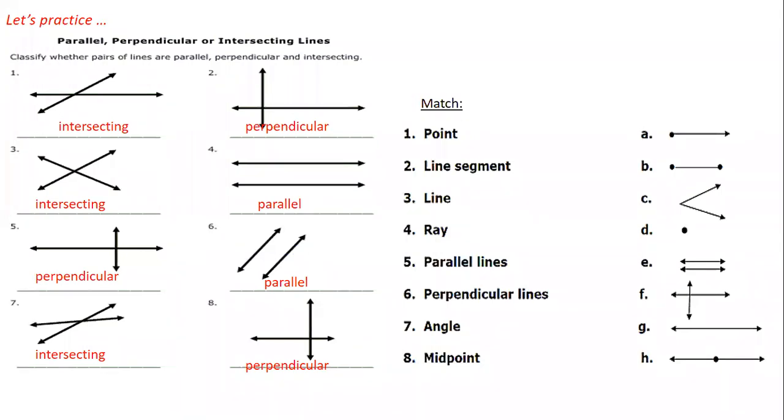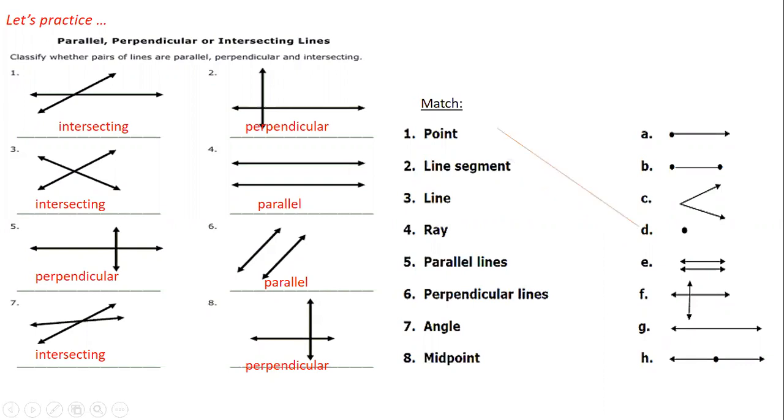I want to ask Zainab. Hi, Zainab. Hi, Miss. Please, let's look at the match exercise, the point, the line segment. Do you see this exercise where I'm pointing? Yes. Okay. Tell me, Zainab, if I am talking about a point, which one is a point? A, B, C, D, E, F, G, or H? D. Yes, D is a point.